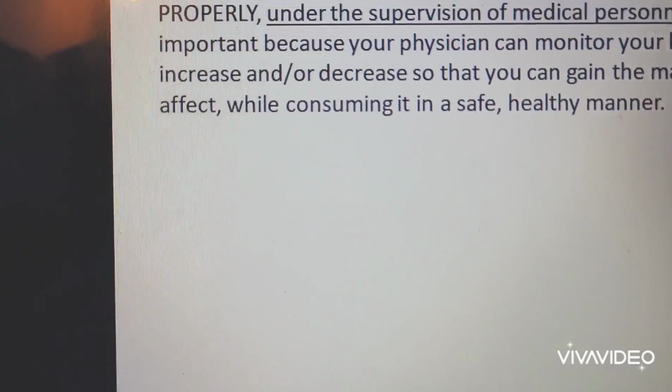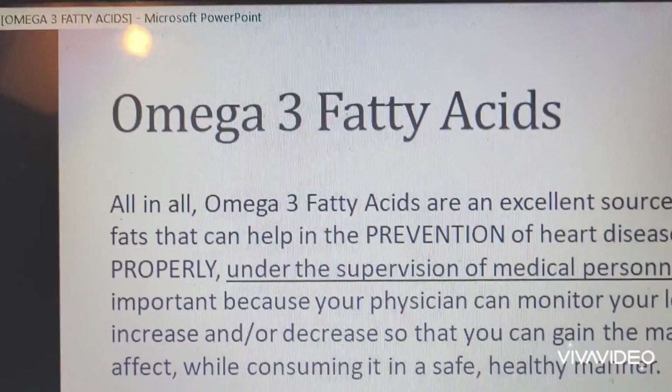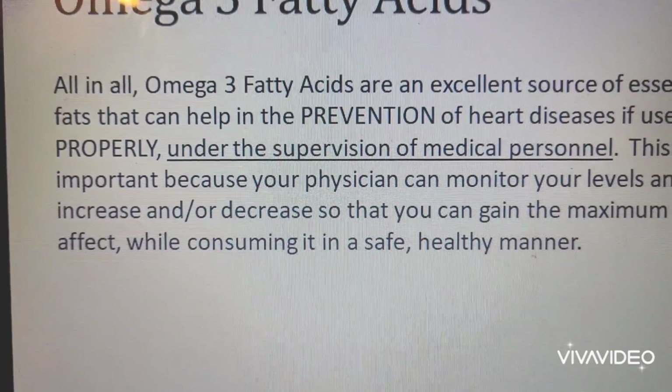So that, and I typed this in at the end. Let's do this.